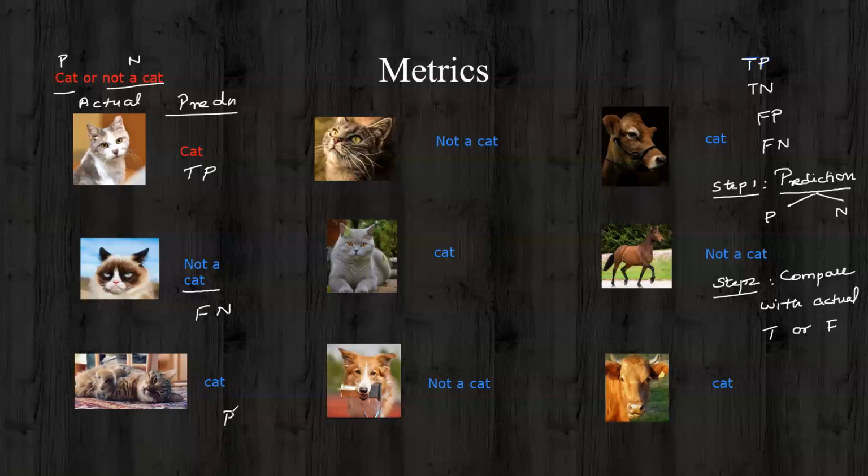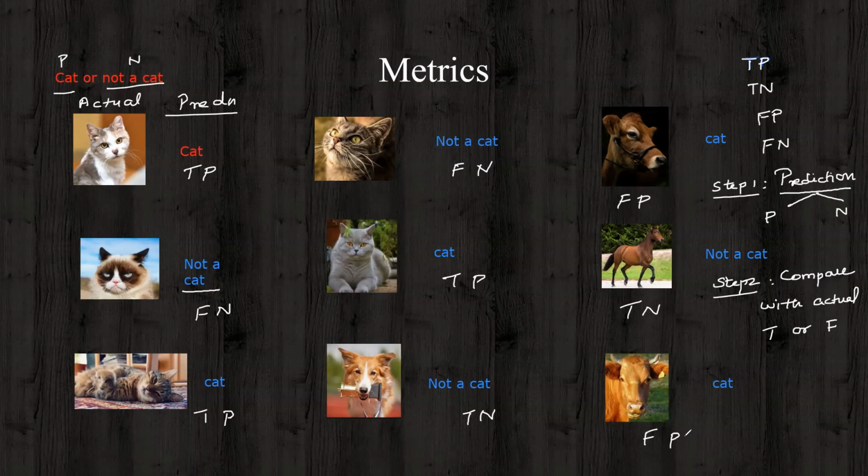Cat, so positive. Is it a cat? Yeah, true. Not a cat, negative. No, it's actually a cat, so it is false. Cat, positive. Yeah, it's a cat. Not a cat, negative. If you look at this, yeah, it's correct, it's not a cat. Likewise, I'm writing here. My model is predicting cat, which is positive. No, it's not a cat. False. Not a cat means negative. Yeah, that's true, it's not a cat. Again, here it is saying positive. My model is saying cat, but it is not a cat, right? So it is false. Just look at this and get clarity about it.